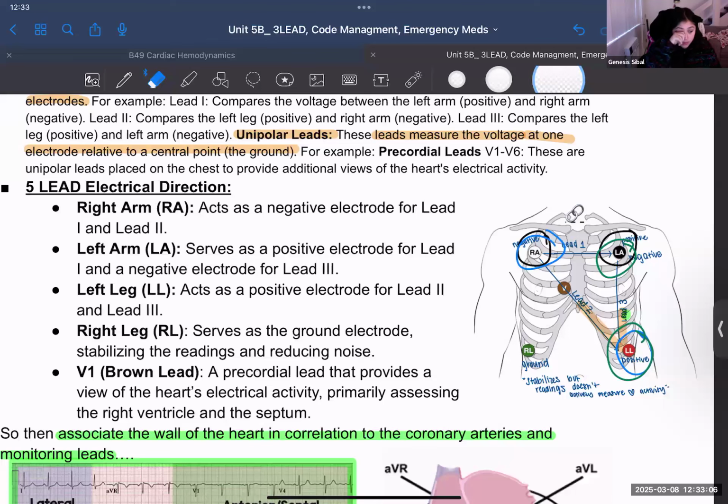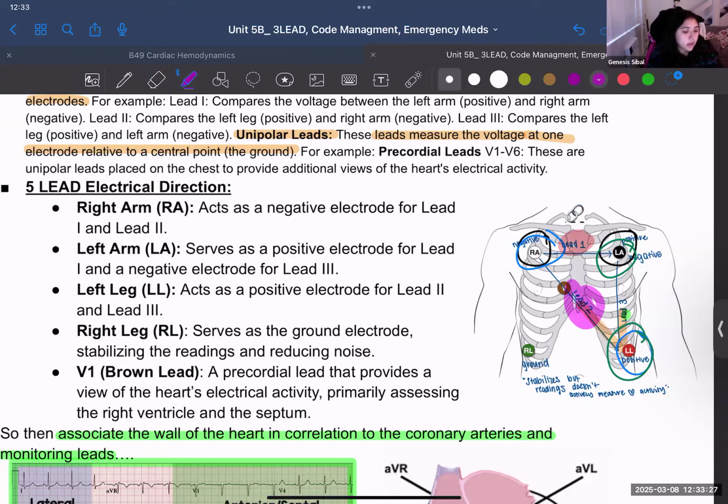So now, again, talking about the 5-lead electrical direction, the right arm is acting as your negative electrode for lead 1 and for lead 2, right? It's going here for lead 1, and it's also here for lead 2.